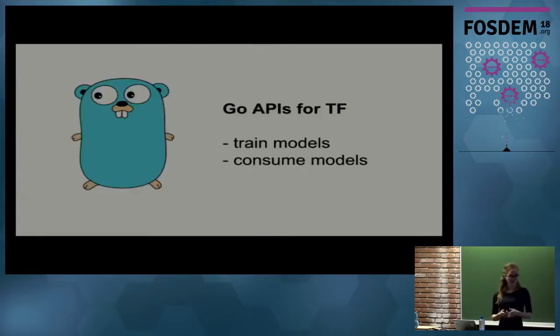There are several APIs that are officially supported in TensorFlow. Go is one of them. Obviously, Python is the most widely supported one. The features that you have for Go in the APIs of TensorFlow are to train models and consume those trained models. All the models, or practically most of the models, are written in Python for data science reasons.